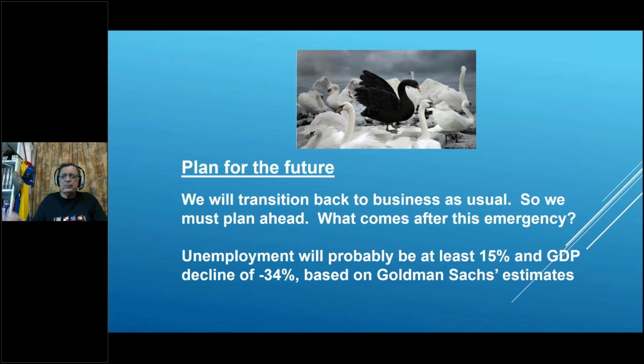Okay, so let's move down to where we're right now. We're going to catch up. Okay, so black swan, that's what we're talking about right now. And what's the plan for the future? How are we going to be able to transition back to business as usual? How do we plan ahead? What comes after this emergency? I was looking at what's going on today in Wuhan. Okay, Wuhan, they started with this. They're saying in December. It's not true. It probably started October, November.